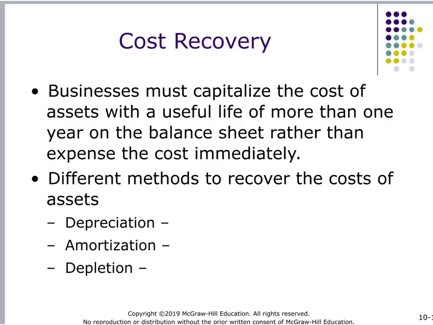So here we go. So what is Chapter 10 all about? Chapter 10 is all about different forms of cost recovery. Okay, so we know that businesses must capitalize the cost of assets with a useful life of more than a year. All right, and if we think about Chapter 9 and that 12-month rule, then this makes sense, right? Because we have to capitalize things that give us a benefit for more than a year. Okay, so you can't expense them immediately.